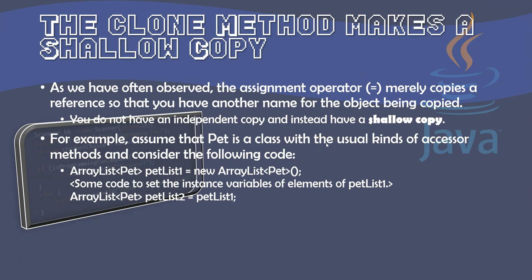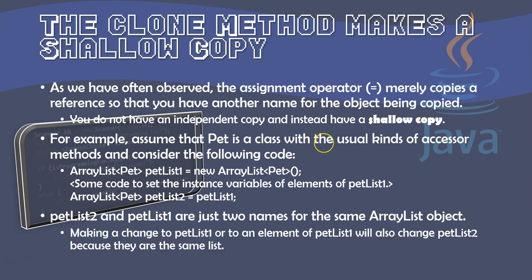We're setting equal to there. We've seen this kind of fallacy before, where if we try to set an object equal to another object, we are not copying that information over. Instead, we are updating the reference of that object. And therefore, pet list 2 and pet list 1 actually end up becoming two different names of that same array list object. So if I make a change to pet list 1 or to an element of pet list 1, it's also going to affect pet list 2 and vice versa, because they are technically the same list.